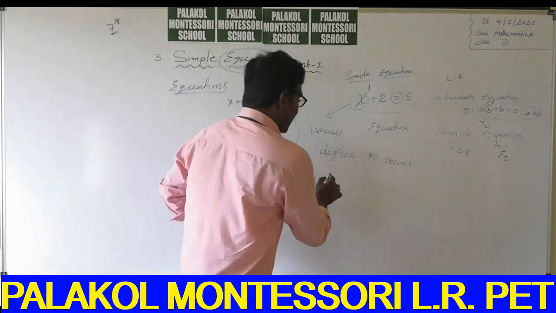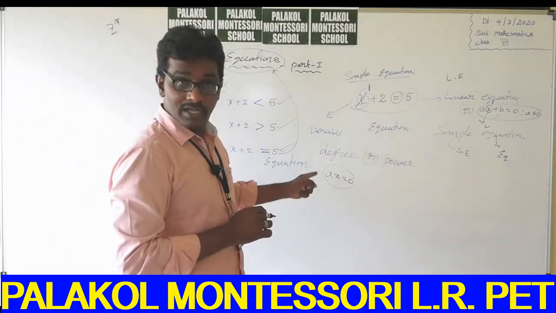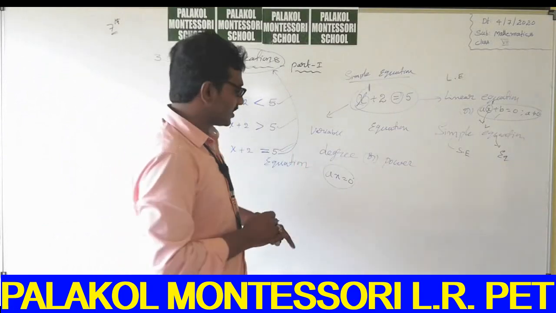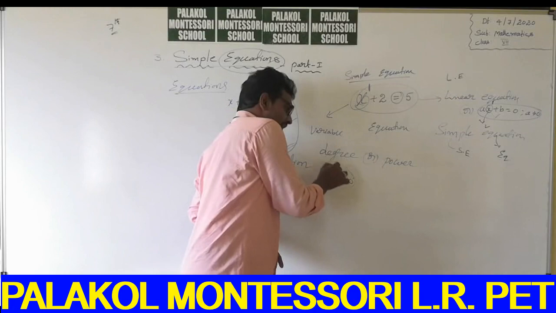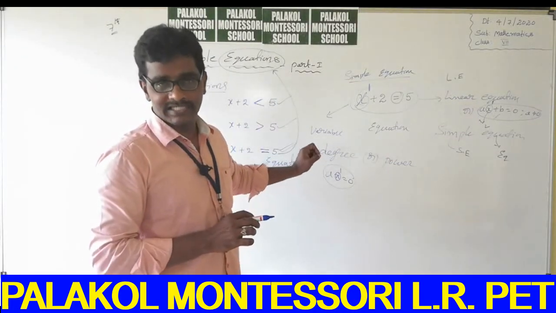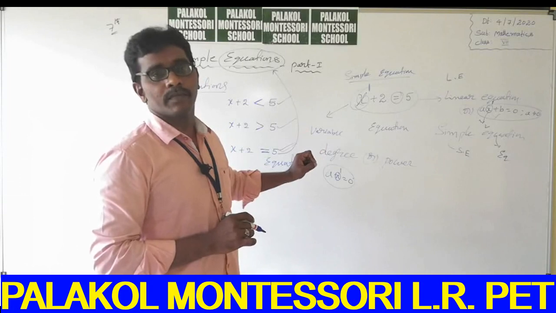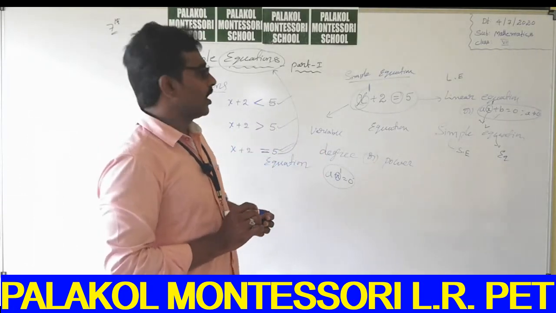Ax is also called a linear equation. Why? Because the variable x has a highest power of 1, but it is not in standard form. It's not a standard form, but it's a linear equation.